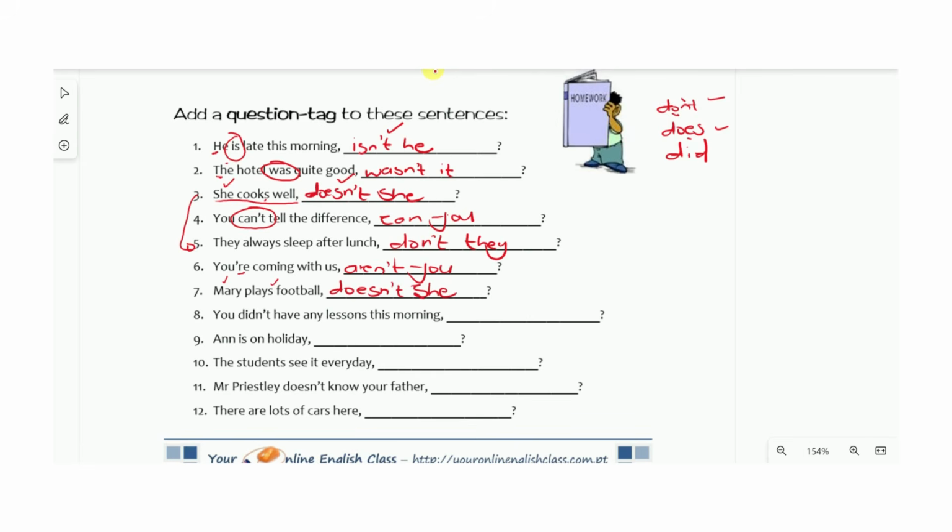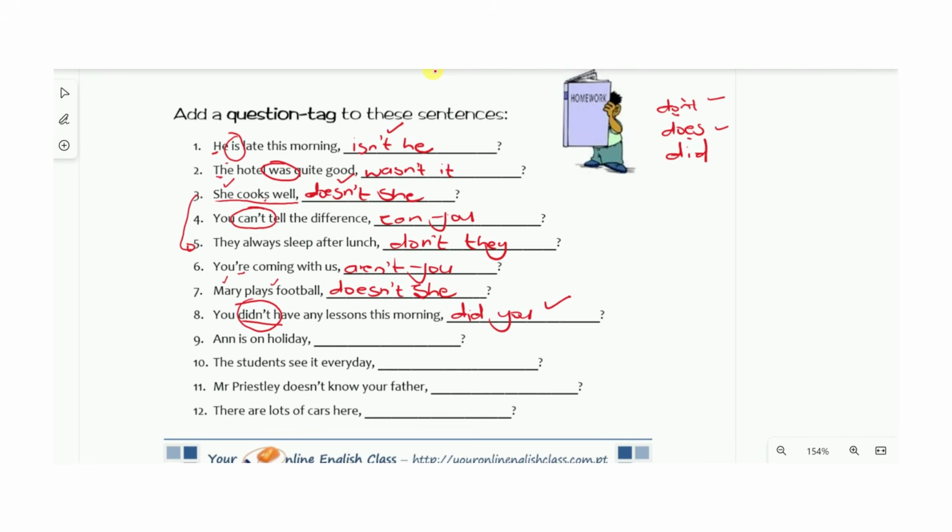You didn't have any lesson this morning. Then we have a contracted didn't. This statement is negative, so I expect our question tag to become positive. So of course we've got something to use here. We are going to use this to formulate our question tag. So it's going to be did you, to formulate a positive one, because already here it was contracted, qualifying the statement to be a negative statement.